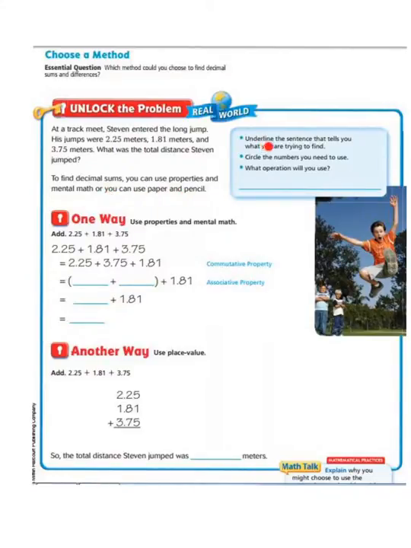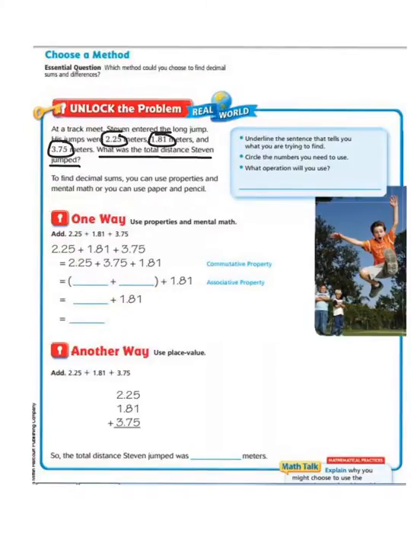So we're going to underline the sentence that tells you what you are trying to find. Well, that is simply the question to our word problem. What was the total distance Stephen jumped? Next, circle the numbers you need to use. Well, his jumps were 2 and 2500 meters, 1 and 8100 meters, and 3 and 7500 meters. So we would circle all three of those numbers.